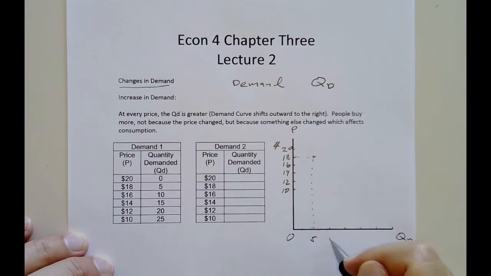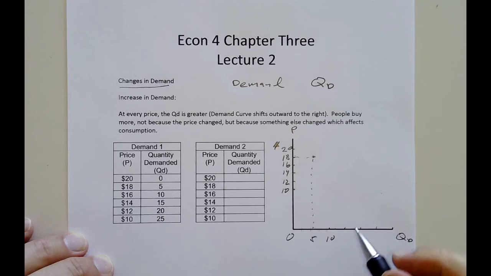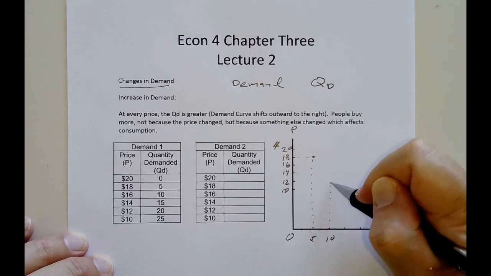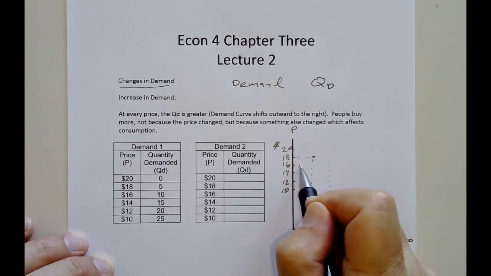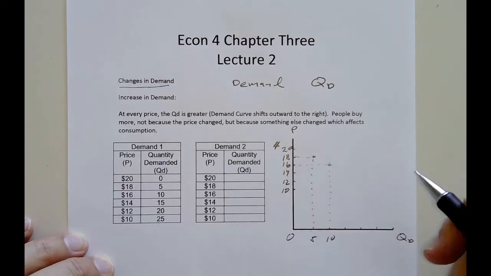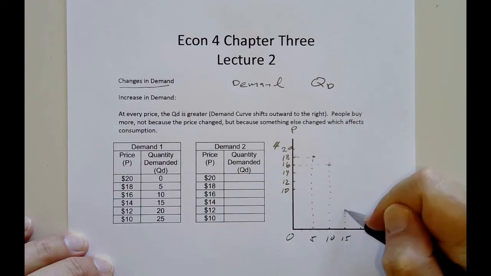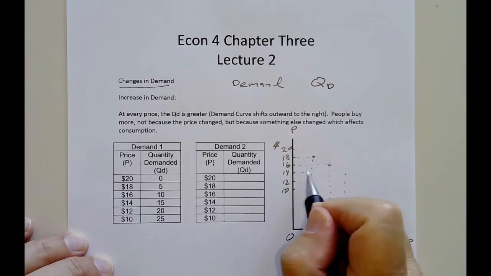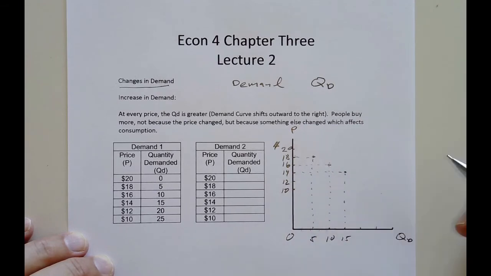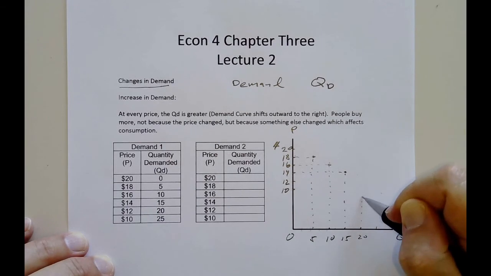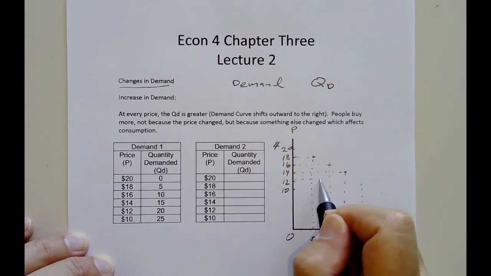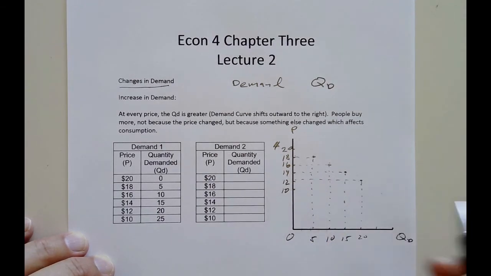And then this is 10, and then the price falls to 16. We'll get consumers to buy 10, right about there. And the price falls to 14, then consumers will buy 15. And that'll be about there. And if the price falls to $12, then consumers will buy 20. Price falls to $10, and consumers will buy 25.